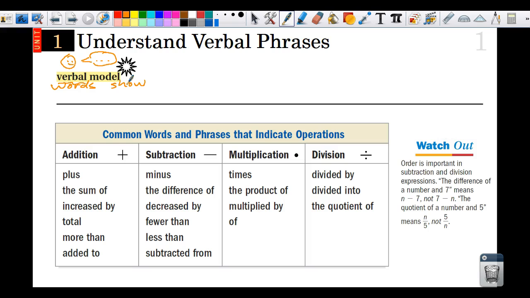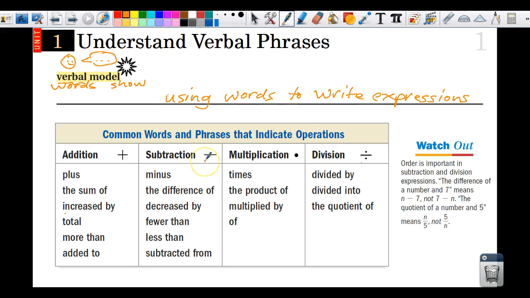So mathematically, the definition of a verbal model is using words to write expressions. Now, there are some words that indicate what you need to do with operations. For example, the word plus, 5 plus 2, that means I need to add. The sum of 5 and 2 would mean to add. 5 is increased by 2, means to add, and so on. I'm not going to read all of these, but you can see that certain words represent certain operations.